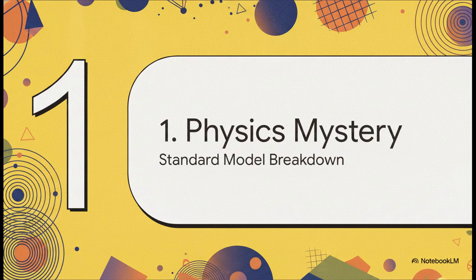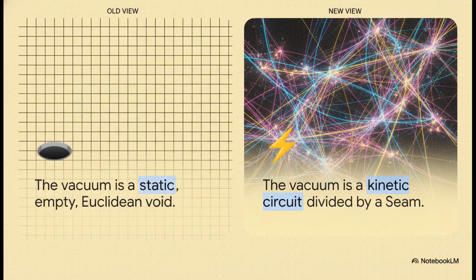Starting right off with Part 1, the ultimate physics mystery and the breakdown of the Standard Model. To really grasp the solution here, we first need to understand why our current closed system models of classical and quantum field theory are struggling so much with things like the hierarchy problem. The old view basically dictates that the vacuum is just an empty, static, Euclidean void. You can think of it like a flat, boring stage where things just happen to take place. But the new view? It argues that the vacuum is a kinetic circuit. It's a dynamic, mixed curvature manifold that is actively buzzing with momentum exchange right up to the absolute Planck force limit.